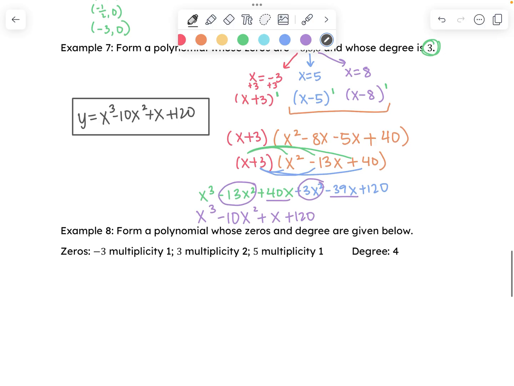Now, where you do have to be a little careful is sometimes when the degrees are different. So this one just said whose degree is 3, so it was pretty easy. We had 3 zeros, and so each of them would just have that 1 for their degree for each parentheses.